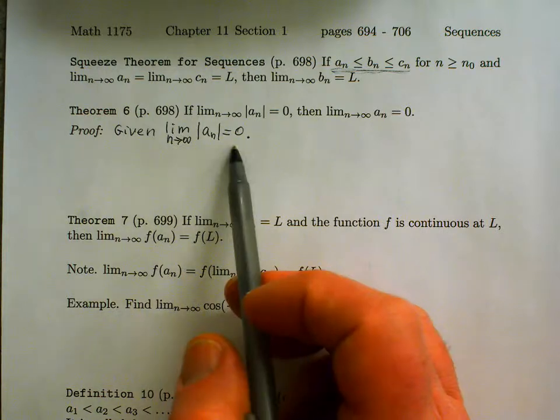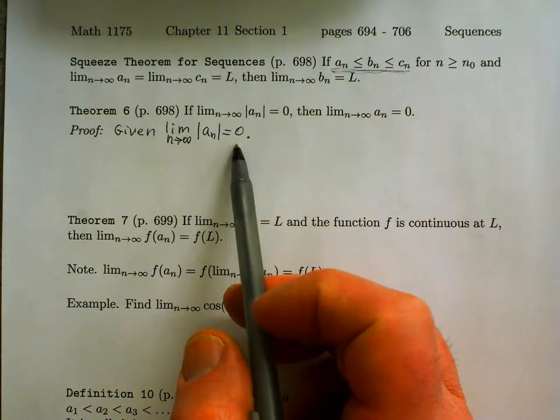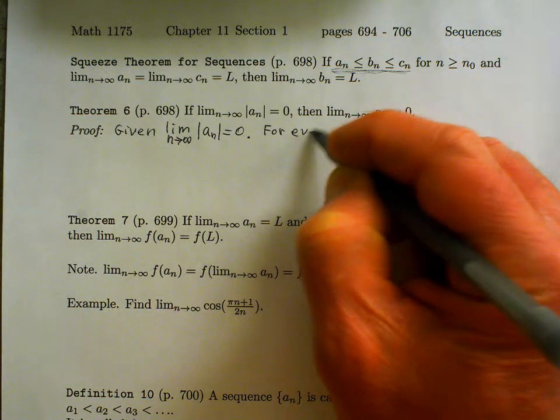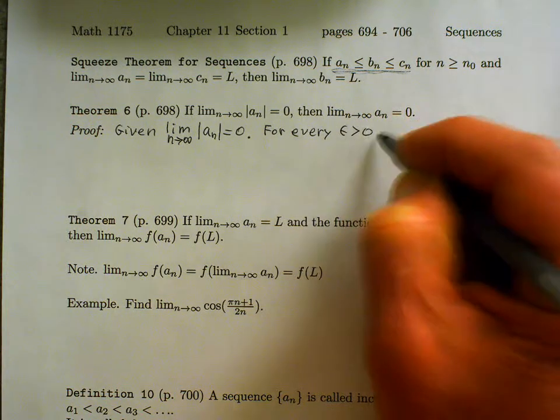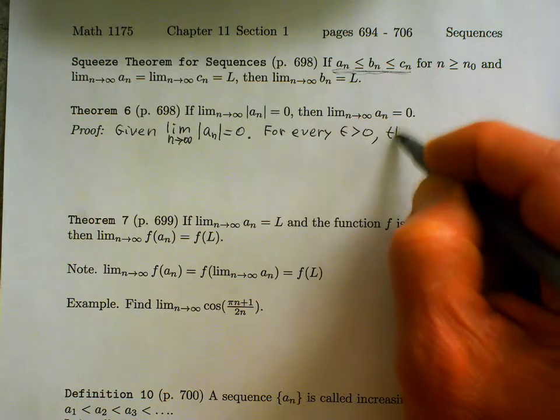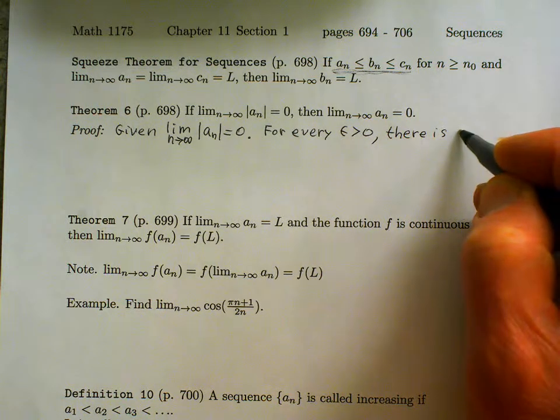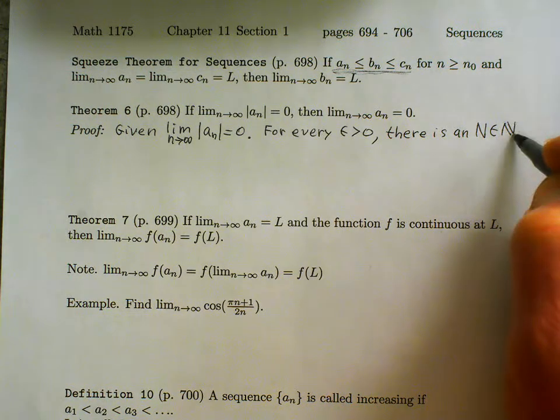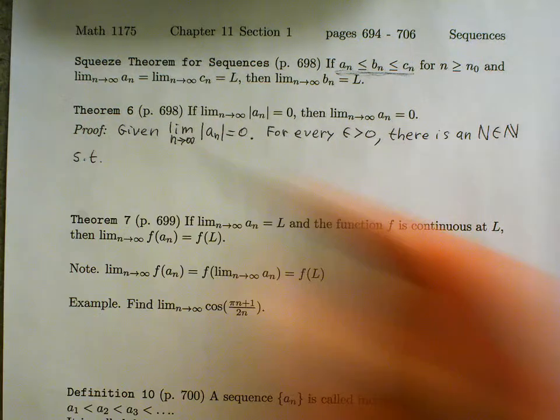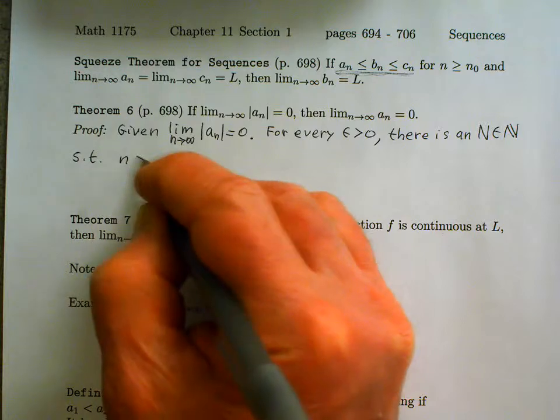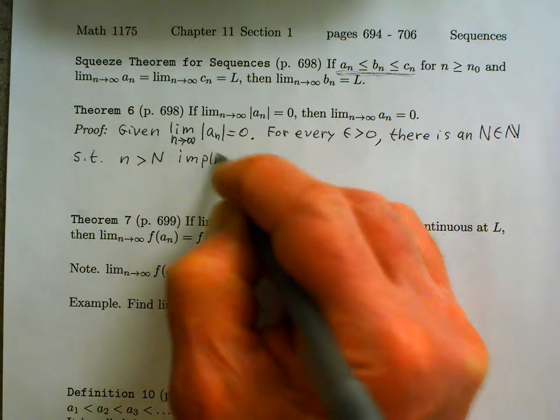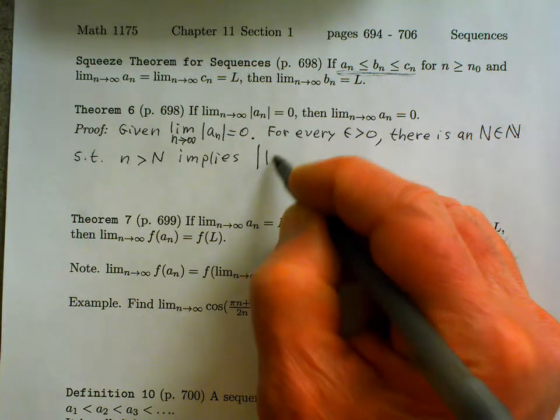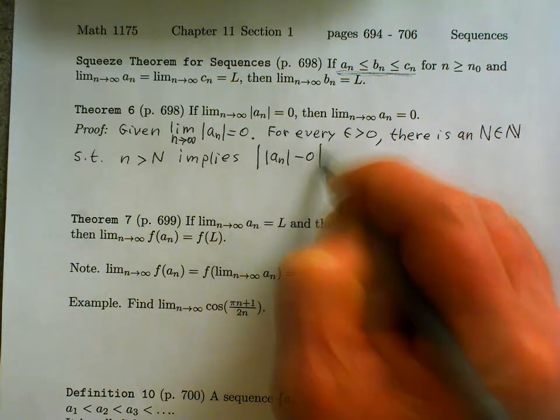Okay, so what does this mean? Well, this means for every epsilon greater than 0, there is a natural number capital N such that lowercase n greater than capital N implies that the absolute value of a sub n minus 0 is less than epsilon.